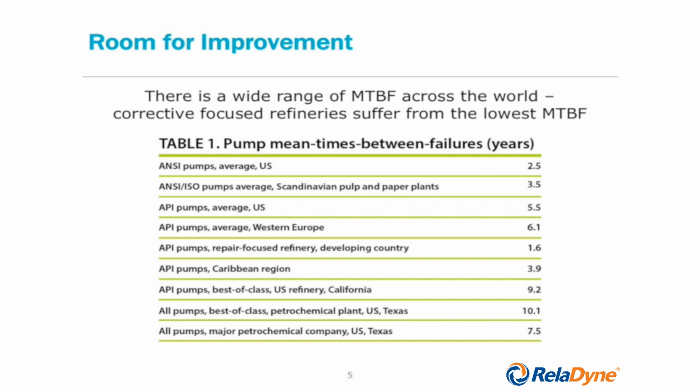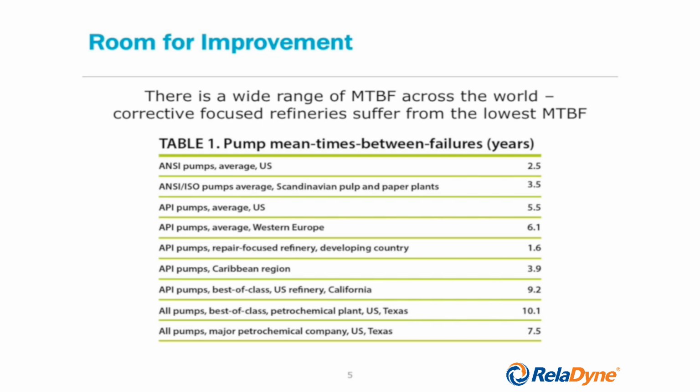The API pumps, API standing for American Petroleum Institute, on average in the United States get perhaps 5.5 years as a mean time between failures. In Western Europe, slightly more, 6.1 years has been estimated. Then API pumps for a repair-focused refinery in a country where technology is just in the first stages of development can be as low as 1.6 years. Some data from the Caribbean region in Central America shows that 3.9 years is feasible in refineries.